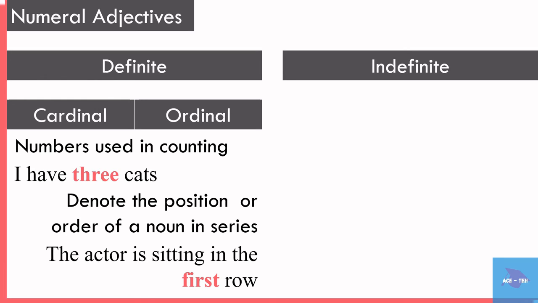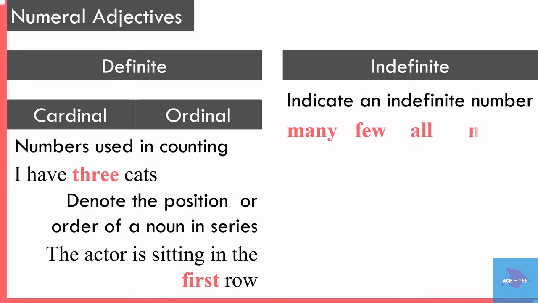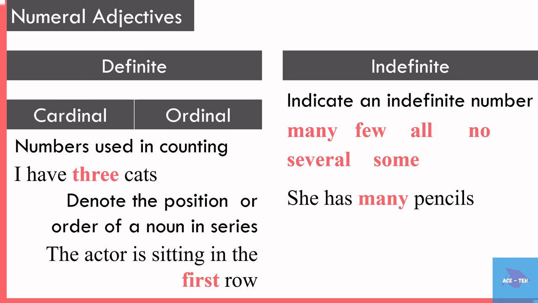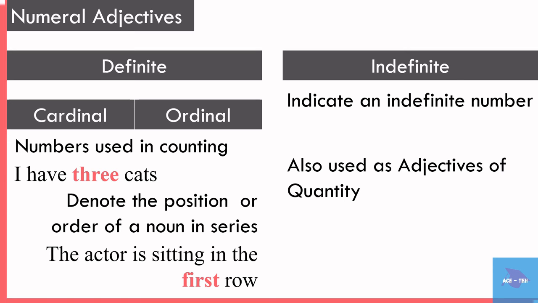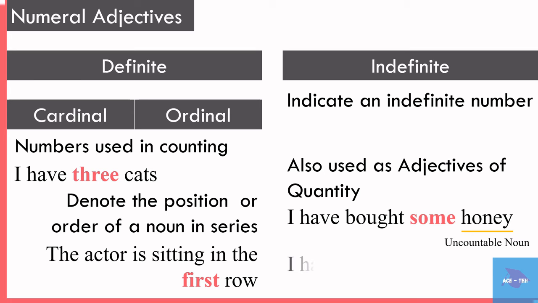Indefinite numeral adjectives indicate an indefinite number. It never reveals the exact number. Many, few, all, no, several, some, etc. are some of them. Indefinite numeral adjectives can also be used as adjectives of quantity. When used as adjectives of quantity, they are followed by uncountable nouns, but when used as indefinite numeral adjectives, they are followed by countable nouns.